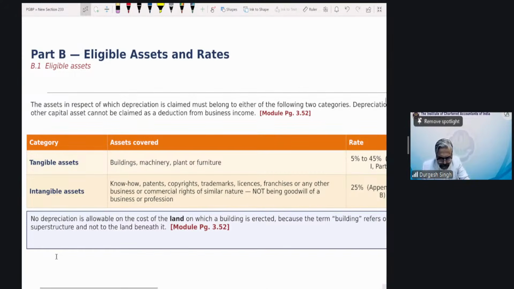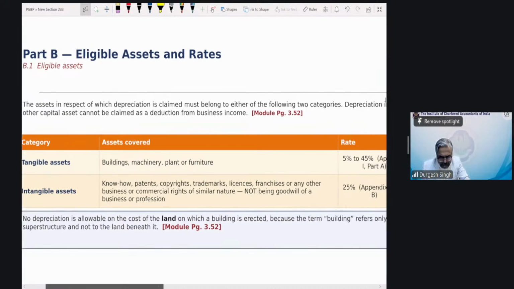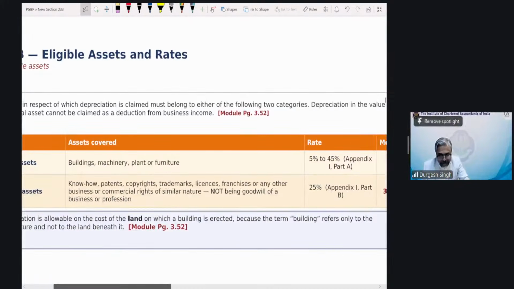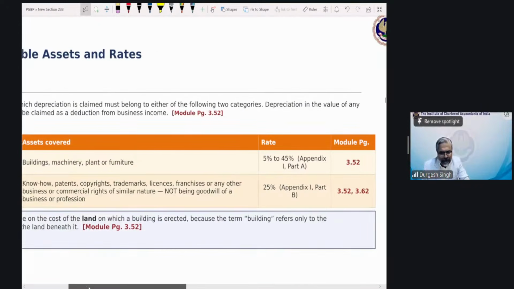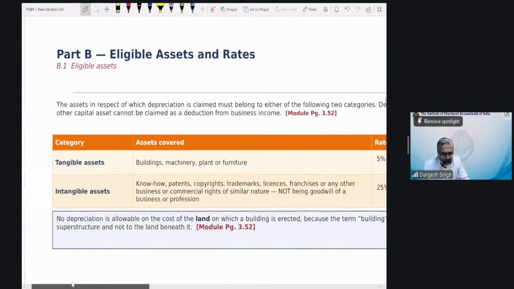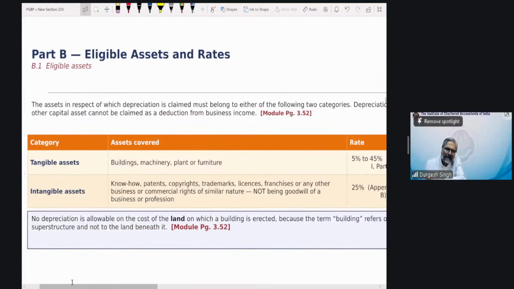Students, can you see this? These are the tangible assets. And then there are the intangible assets. So just have a look at the rates over here: 5 to 45%, students. Goes without saying, I have already given you the module page numbers for each of our class notes also. So the detailed discussion is what we are doing in the class. But this will always help you to revise and then solve the question, because we are also introducing practical questions.